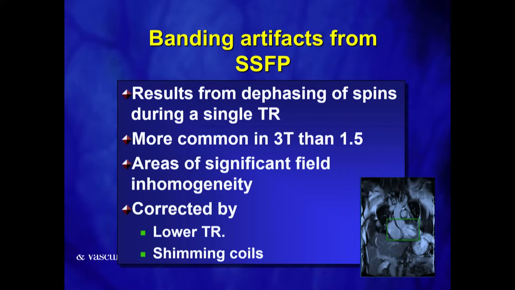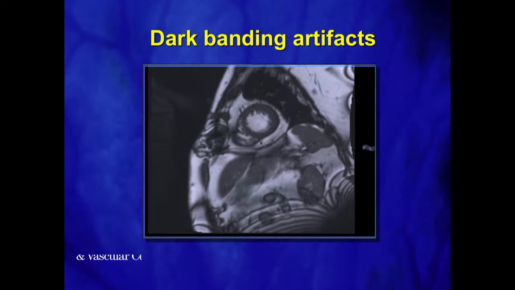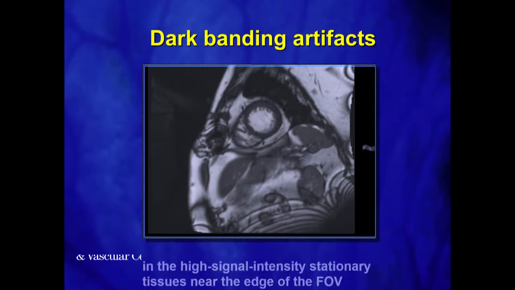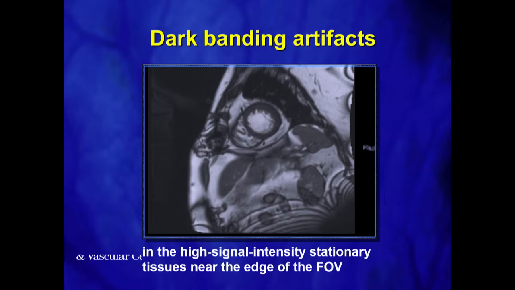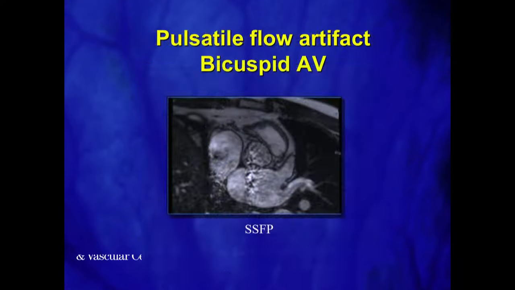And one of the things that we can do to alleviate this field inhomogeneity is basically prescribing shimming coils in the region of interest, which in our case is basically the heart. And the second thing is we can lower our repetition time in order to avoid this excessive spin dephasing. So this is basically what you see over here. These dark band artifacts, and usually it occurs in areas where there is a high signal intensity near the edges of the field of view.